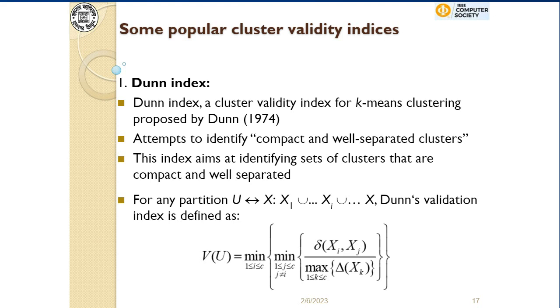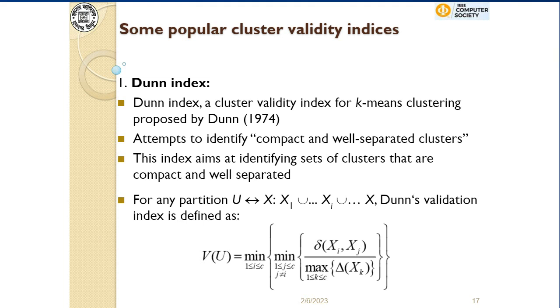For example, the Dunn index, a very famous one. It was proposed by Dunn in 1974, mainly for k-means clustering. The objective of this particular index is to identify compact and well-separated clusters. Compact means the intra-cluster similarity will be high, and well-separated means the inter-cluster similarity will be low. In this formulation, xi and xj are 2 different clusters, and delta is the distance between the 2 different clusters. You can use either Euclidean distance, Minkowski, or any other metric. And this is the inter-cluster distance.